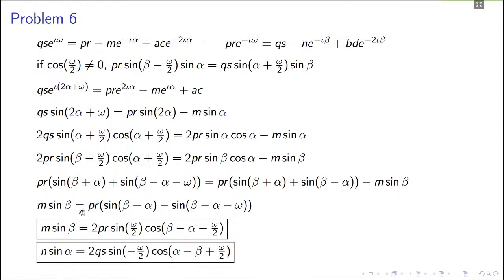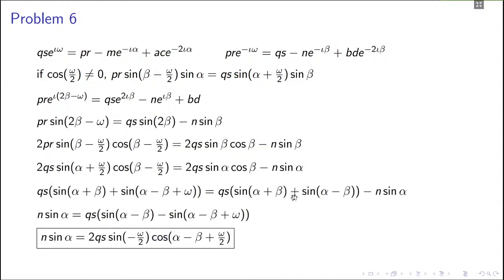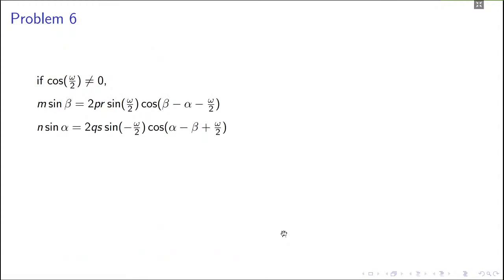So m will be replaced with n, sine beta will be sine alpha, PR will go to qs, omega will be minus omega, and this will be minus of this. Beta minus alpha will become alpha minus beta, and minus omega by 2 will be plus omega by 2. So you can straight away write this result, but I just write down all the calculations here so that you can verify that it's all right. So at the end, we basically have this.